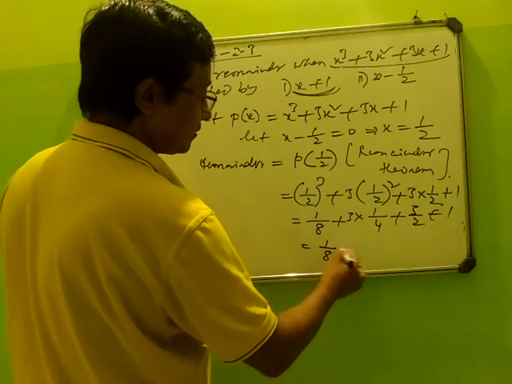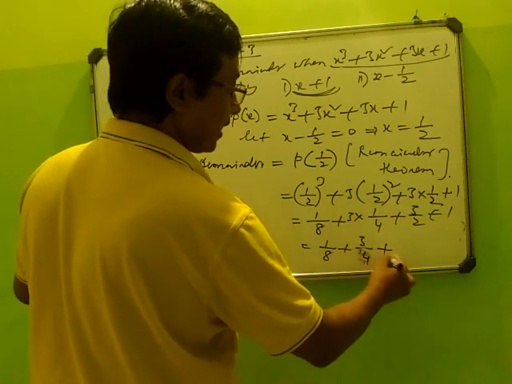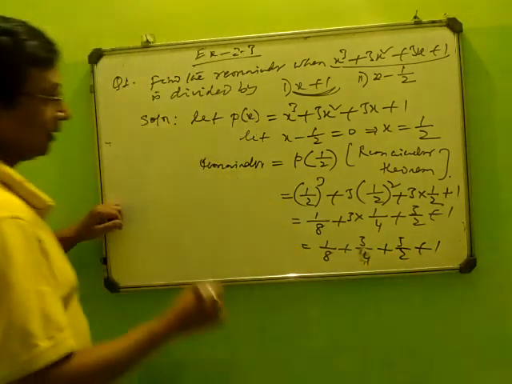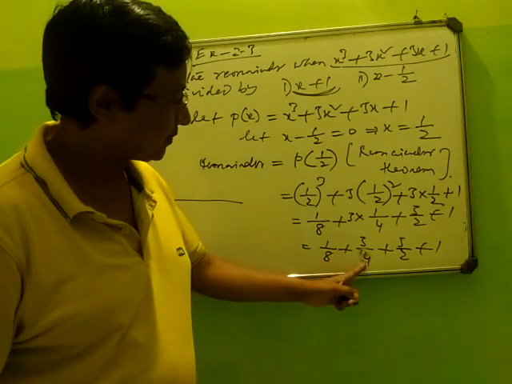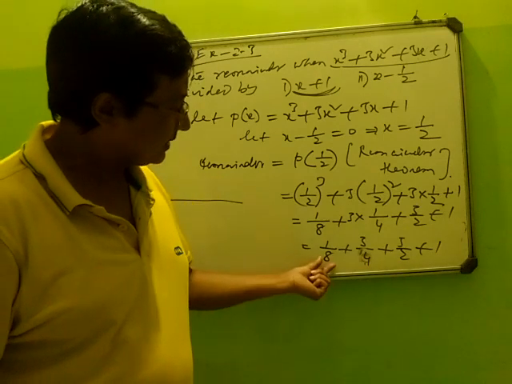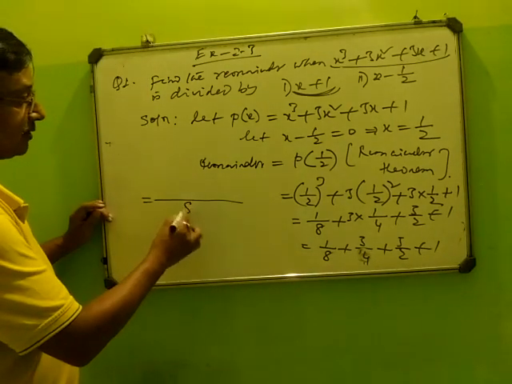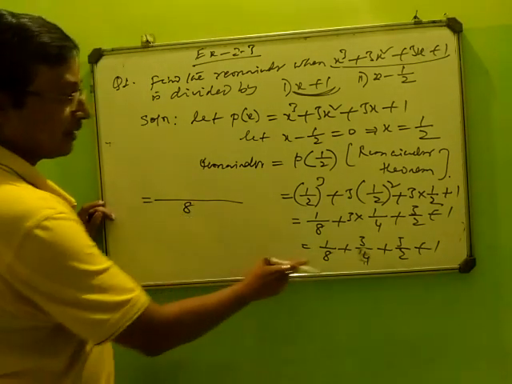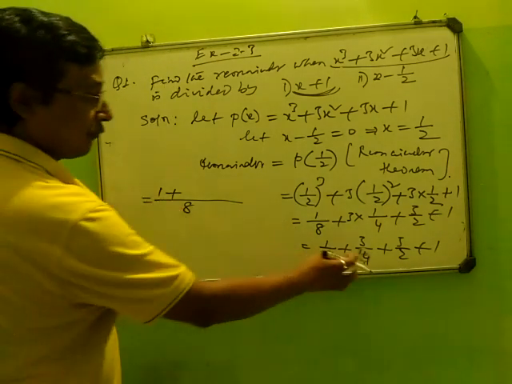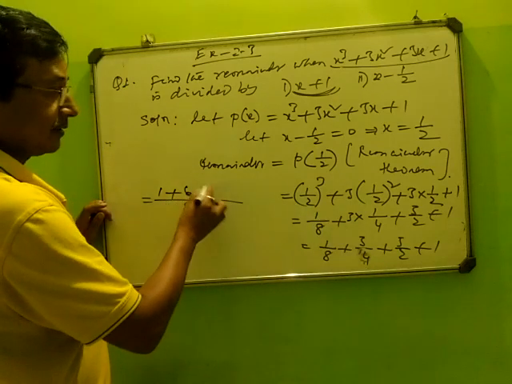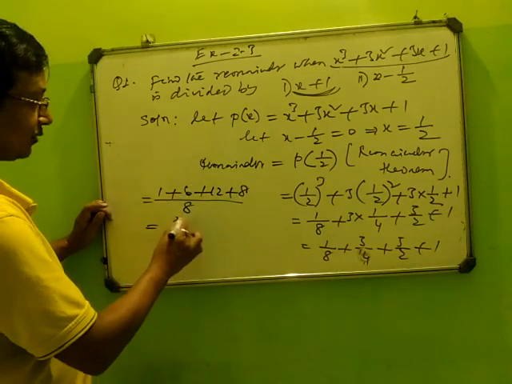Now you got 1 by 8 plus 3 by 4 plus 3 by 2 plus 1. Now, children, you see what the LCM is. There is 8, there is 4, there is 2. So 8 is divisible by 4 and by 2. So the LCM will be 8. Now you divide this LCM by the denominators. 8 by 8 is 1, so 1, plus 4 twos are 8, 2 into 3 is 6, then 2 fours are 8, 4 into 3 is 12, plus 8. So now 1 plus 6 plus 12 plus 8, it will be 27 by 8.